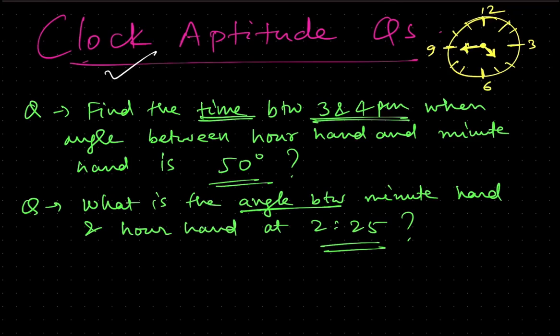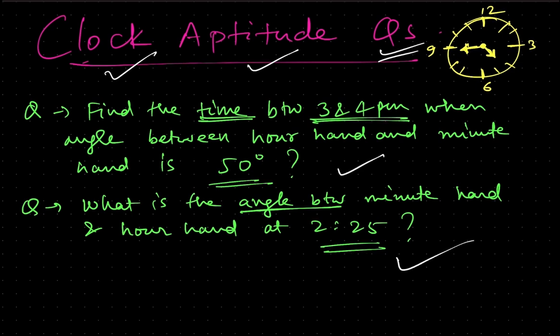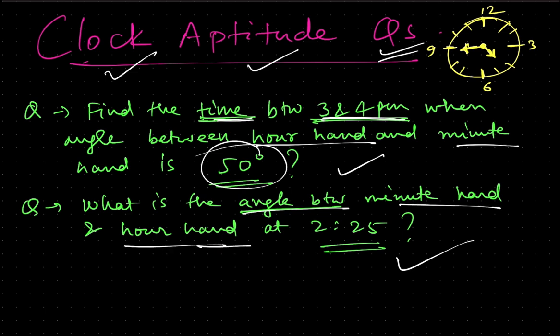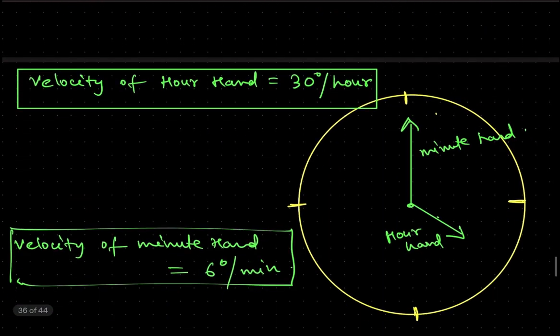Let's see how to solve the clock aptitude questions. You have seen these types of questions in reasoning exams, like: find the time between 3 and 4 p.m. when the angle between hour hand and minute hand is about 50 degrees, or the angle between minute hand and hour hand at 2:25 p.m. So we will see how to deal with those questions.